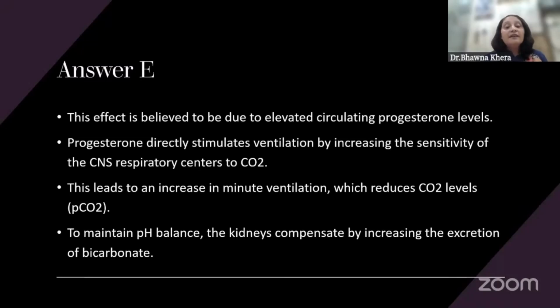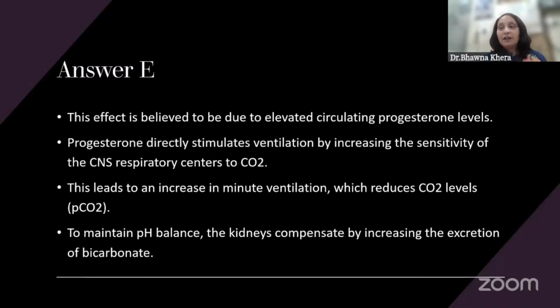Now, to maintain the pH, what has to be done? The kidneys will compensate by increasing the excretion of the bicarbonate. Because the acidity is decreasing, as they are washing off CO2, carbonic acid in the blood is decreasing. So what happens to the base? Base has to go down to maintain the pH. So the base will go down as the bicarbonate is excreted. So that's how it's going to work.